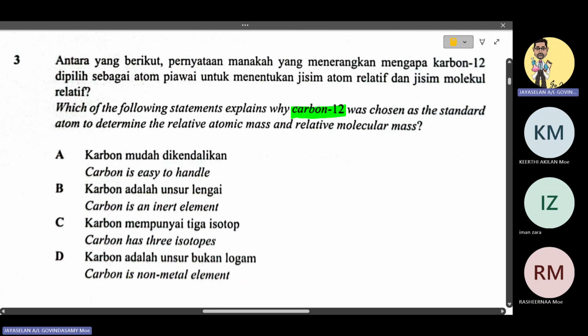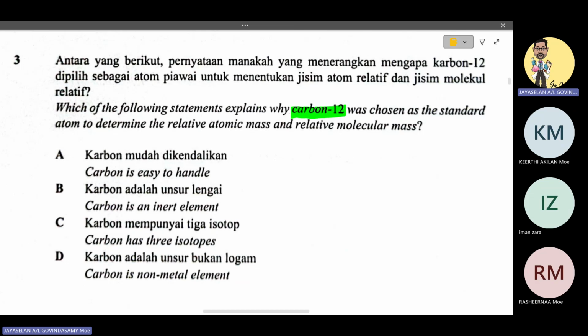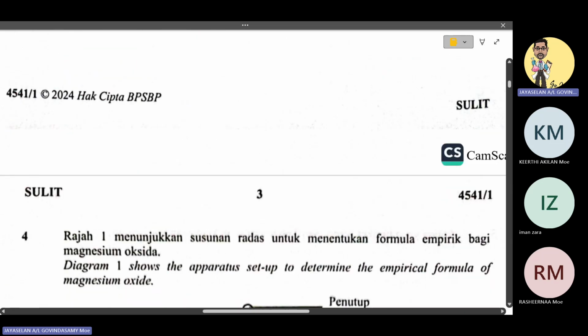Hi Rash. Okay, we are doing SPM trial paper 2024. Try to put answer. Okay, Rash, you joined late. Never mind, you watch only. Okay, done. Okay, we go for next question.